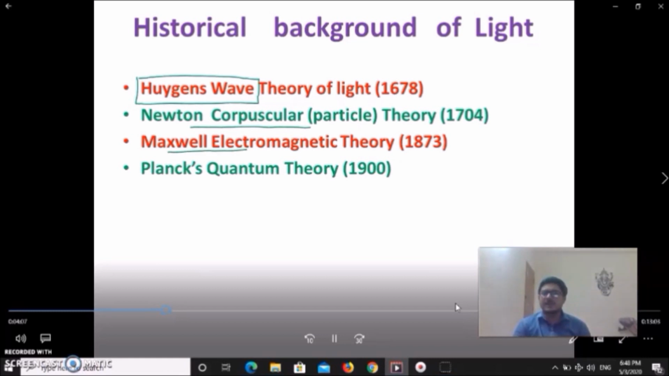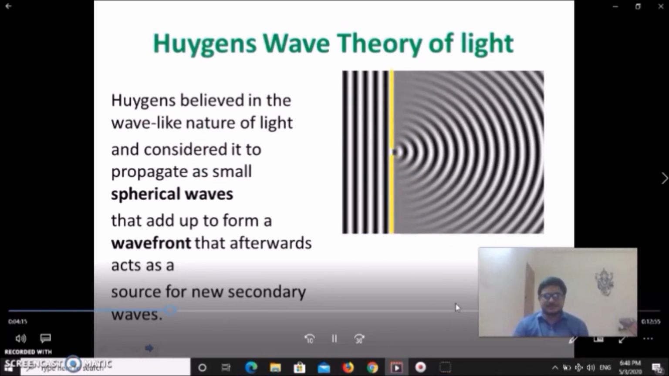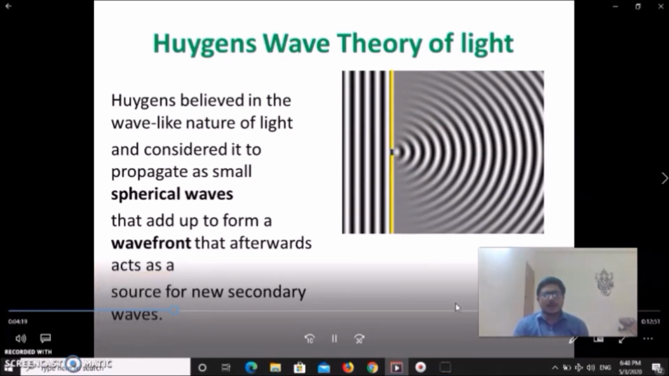For better understanding, our base should be neat and clean. Okay? Wave theory was given by the scientist Huygens. Many European scientists supported this wave theory. According to Huygens, light propagates in terms of waves, and he mentioned the shape of the wave will be spherical. One part of this wave, he gave the name wave front.